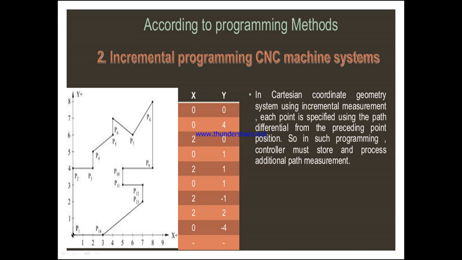If the tool starts moving from P1 to P2 and then P2 to P3, when it goes from P2 to P3, P2 becomes the preceding point and it goes to P3. So it will not take it as 0. It goes on moving from one point to another by using the incremental Cartesian coordinate system.